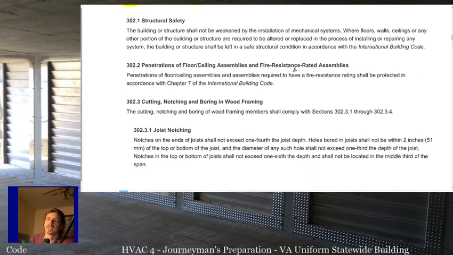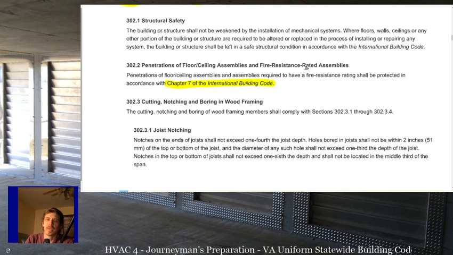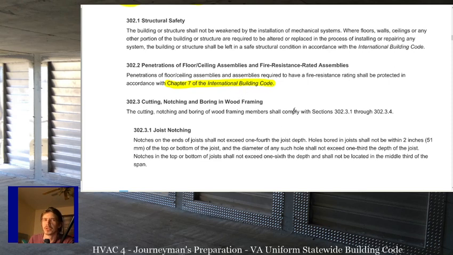Penetrations of floor ceiling assemblies required to have a fire resistance rating shall be protected in accordance with Chapter 7 of the Building Code. Alright, I'm going to highlight this because it's important. I highly recommend that you go through Chapter 7 of the Building Code at some point, especially since you guys do mechanical work, and we have things that we need like fire dampers. Being able to understand fire resistance assemblies and floor ceiling assemblies and where you need fire dampers and where you need smoke dampers and things like that are extremely important.